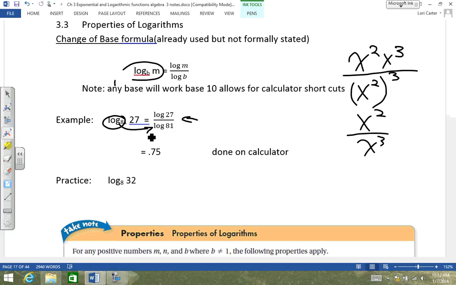It works with any base. I use base 10 because that's what's on your calculator. Could I use base 5 if I felt like it? Mm-hmm. You could. Why would you? I can't figure out one reason why you would do that. But it would work. Everybody understand? All right. Now, do yours. Type it in your calculator. Tell me what your answers are to make sure you're doing this right.